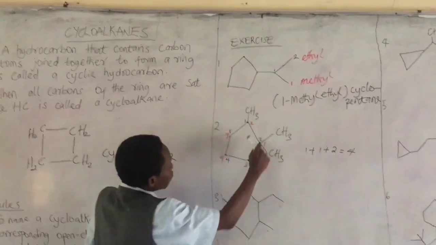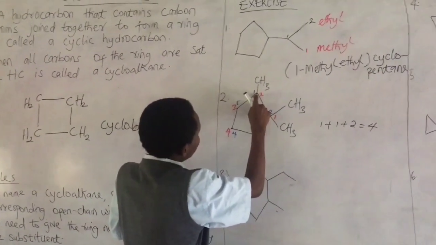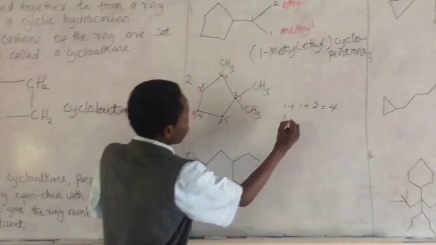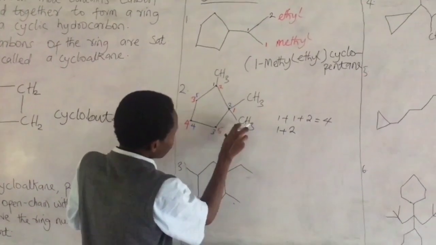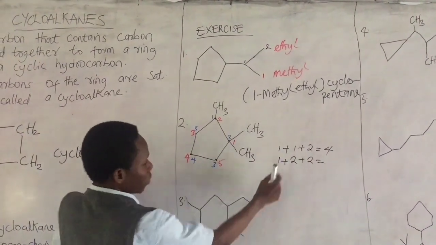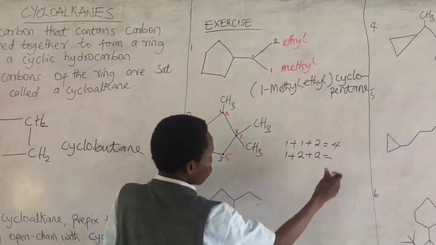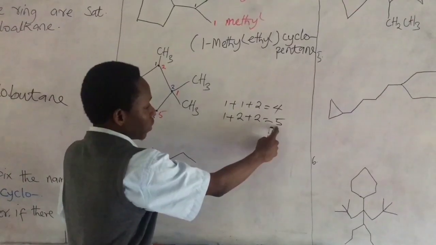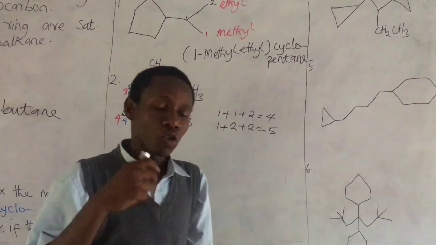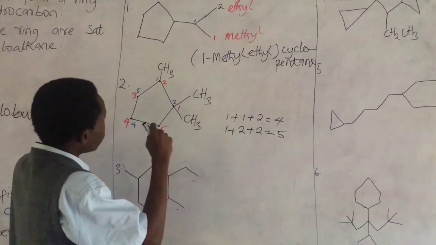How about numbering this way? Our first substituent here will be on carbon 1. Our second substituent will be on carbon 2. And our last substituent will be on carbon 2. Let's also add these numbers. 1 plus 2 is 3. 3 plus 2 is 5. 5 is greater than 4. But we are actually interested in the lower number. So we'll go for 4. So we are going to cancel this other numbering.